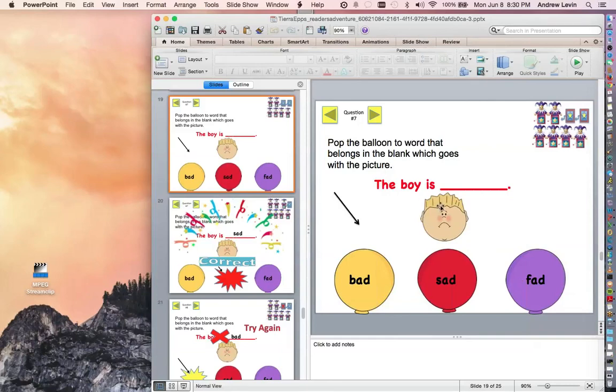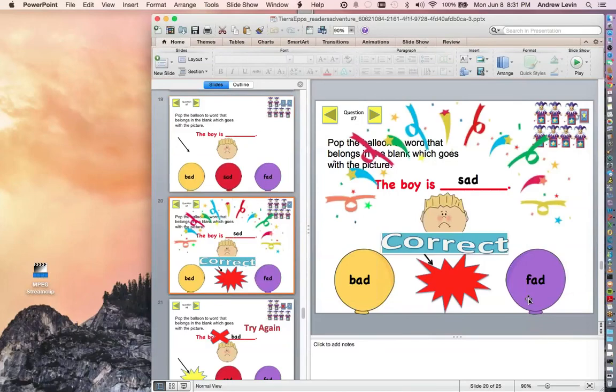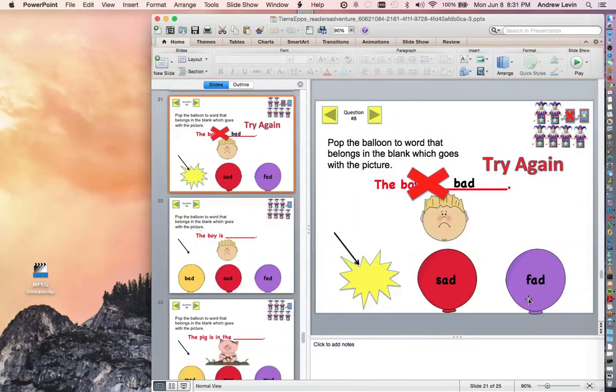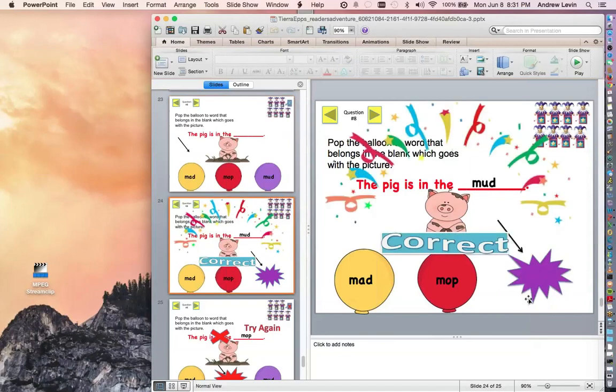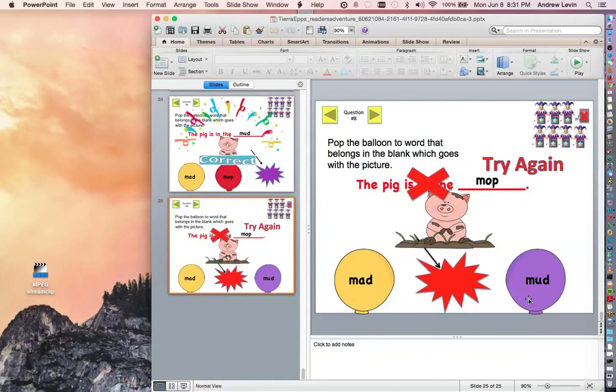Now, if you look at this, I could argue the answer is the boy is sad. But you know something? I could argue the boy is bad. He's so bad he's upset. See? Now, fat, obviously he's not fat. He's not a beetle or anything. So you could argue that one. Once again, no remediation. She needed remediation. Okay, pig is in the mad, the mop, the mud. Once again, this is not a fill-in because she's giving you the possible answers. Pig is in the mud. That one, pretty much right.